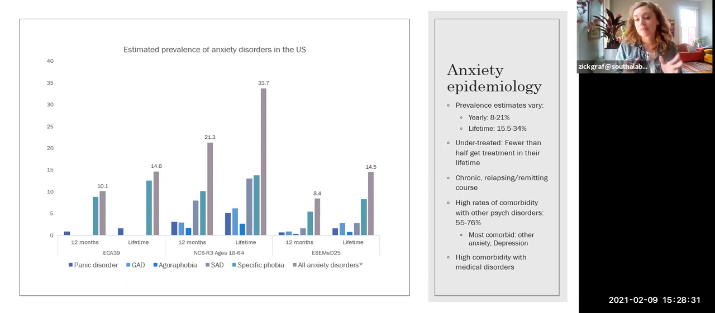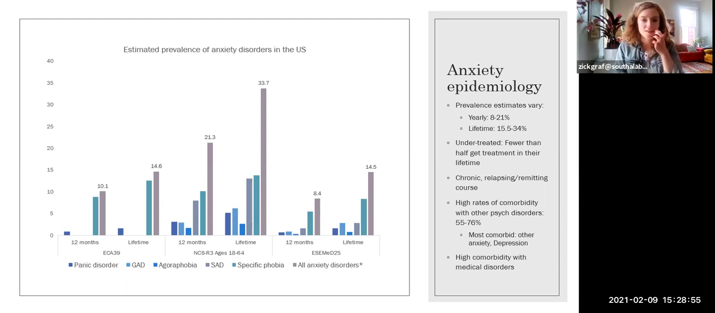The exact numbers aren't that important here. As you can see, there's a lot of variability across these 3 studies in the exact estimates that they arrived at. The important thing to note is that anxiety is relatively common. Somewhere between 8 and 20% of people in a given year meet criteria for an anxiety disorder, and that number goes up to 15 to 35% in their lifetime.